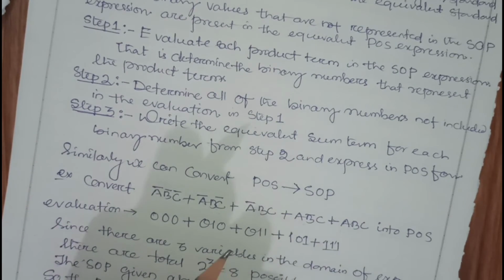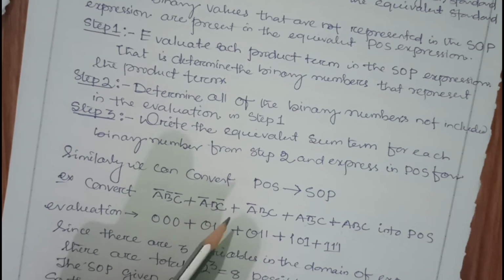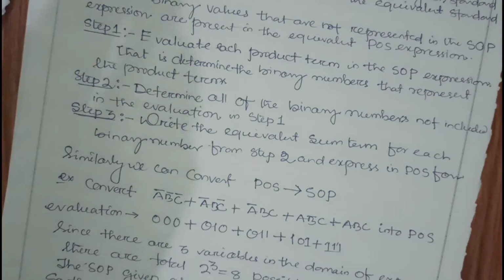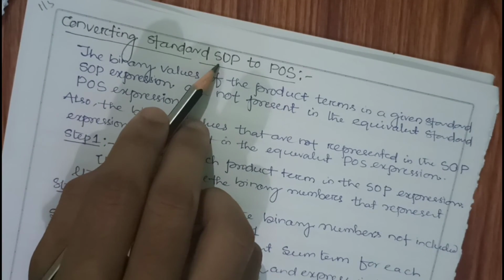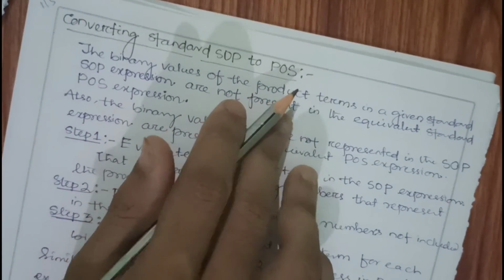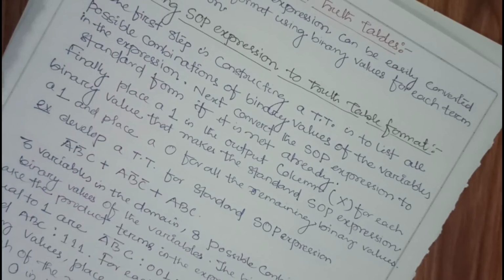But remember one thing, for SOP I am going to write 1 for a simple variable, for A or B or C, and 0 for the bar. But in my POS I am going to write the inverse. If A bar is there, I write 1. If simple B or C is there, I write 0. Because for SOP I am worried about my output being 1, and for POS I am worried about my output being 0. For that reason I am writing like that.